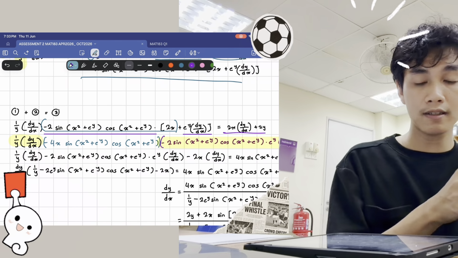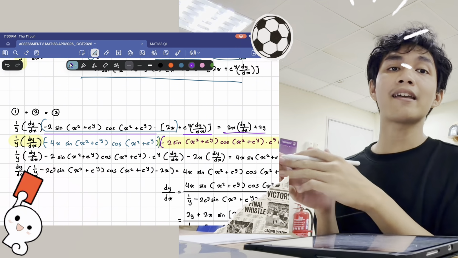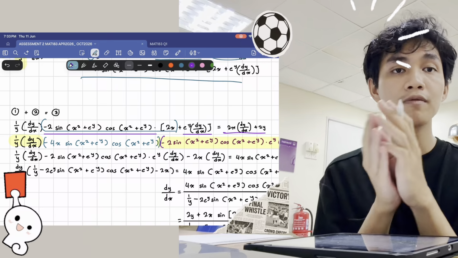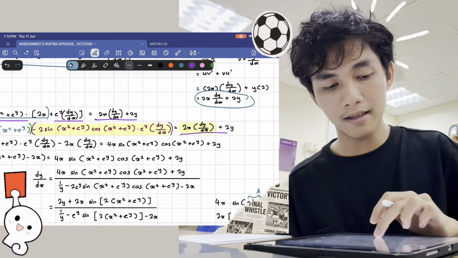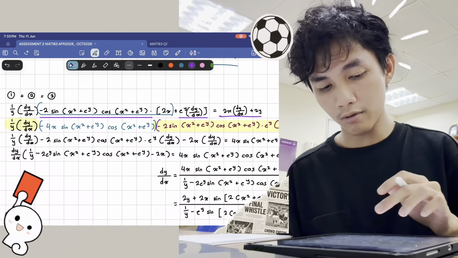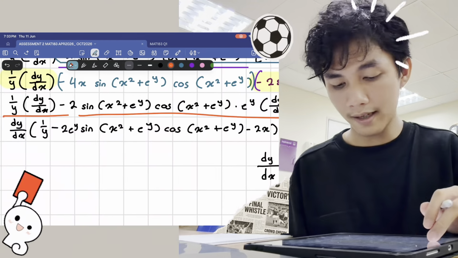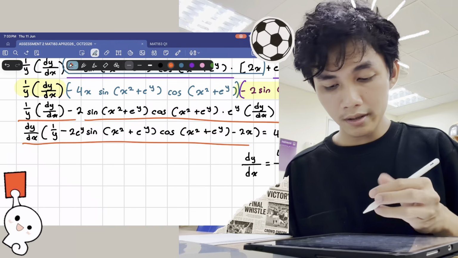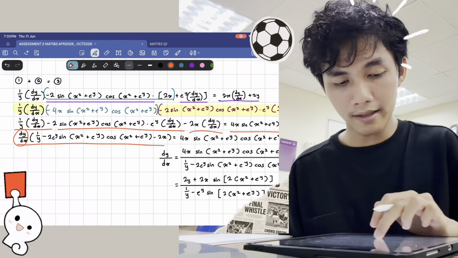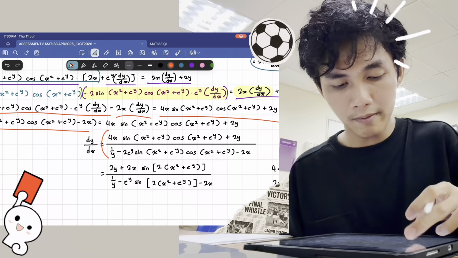So the terms with dy dx we put on the left side, and the terms with no dy dx we put on the right side. The dy dx is the yellow highlighted. So we put it on the left side like this, and all of the terms with no dy dx on the right side. After that, we factorize dy dx out, and all of this goes to the right side and will become a fraction.